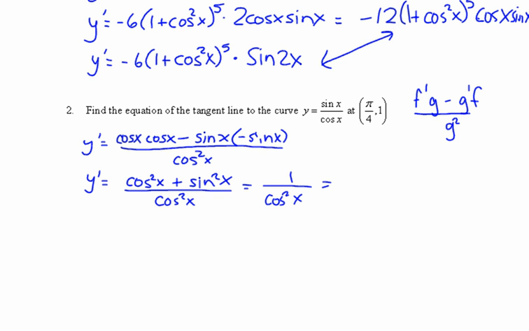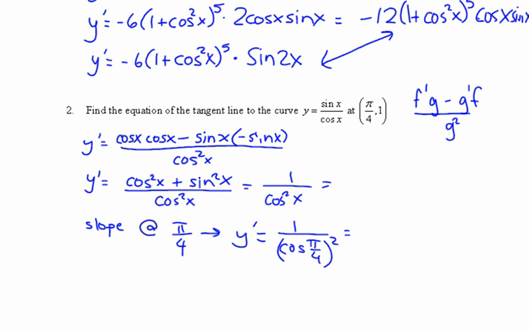Now we can say, okay, our slope at pi over 4 would then be 1 over cos pi over 4 all squared. Cos pi over 4 is root 2 over 2. So 1 over root 2 over 2 squared, which is 1 over 2 over 4, so 1 half, which is 2.